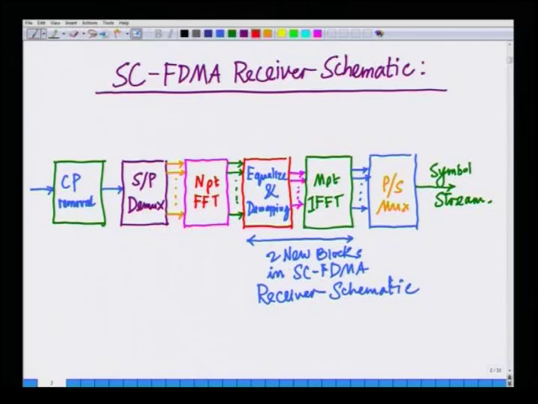In the last lecture, we concluded our discussion on SCFDMA, that is single carrier frequency division multiple access, which is one of the solutions to reduce PAPR in an OFDM system. And we said in SCFDMA, we introduced two blocks. One is the equalization and demapping block. The other is the M point IFFT to essentially reverse the M point FFT that is done at the transmitter in this SCFDMA system.